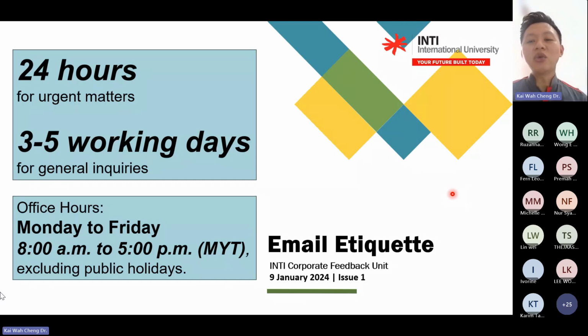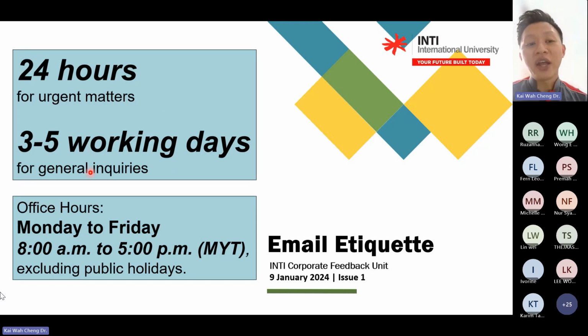And regarding email ethics at INTI International University, we do have the SOP to guide the whole operations at the university level. Based on the information given by the INTI Corporate Feedback Unit on 9 January 2024, these are the SOP for all of us. We will try our best to get back to you within 24 hours for urgent matters, which cannot be prolonged any longer. 24 hours for urgent matters.